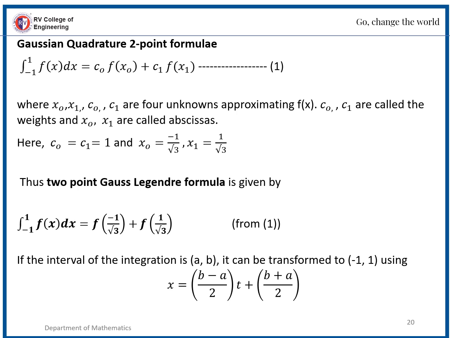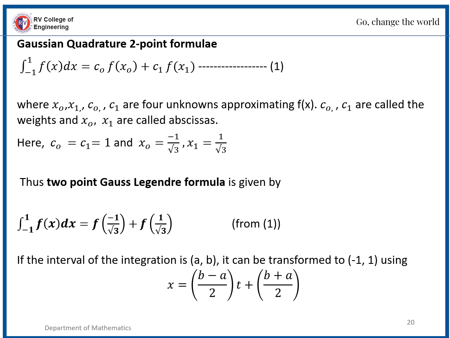The integral from -1 to 1 of f of x dx is equal to c0 f of x0 plus c1 f of x1, where x0, x1, c0, c1 are the 4 unknowns which we need to calculate. Here c0 and c1 are called the weights, and x0, x1 are called the abscissas. When we approximate, we get c0 and c1 equal to 1, x0 equal to -1 by root 3, and x1 equal to 1 by root 3.